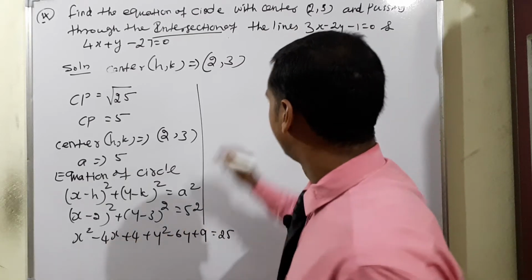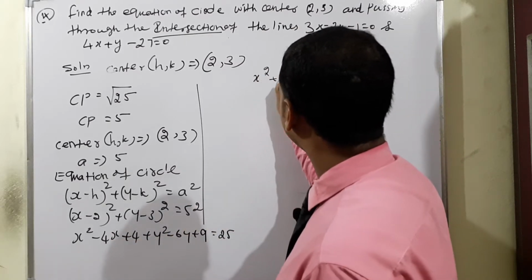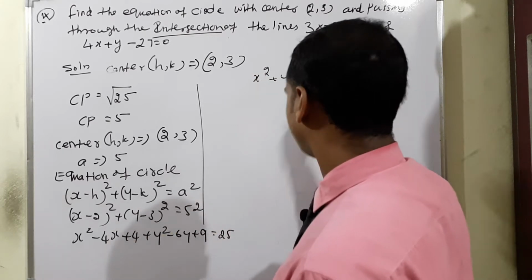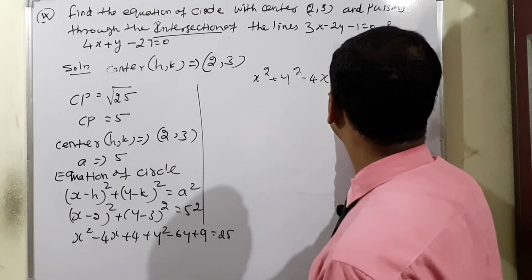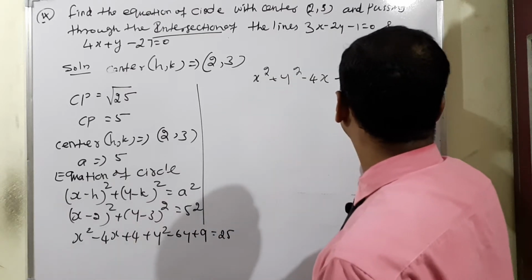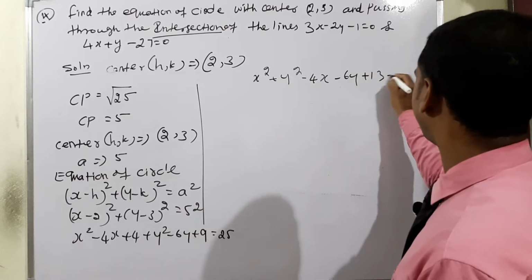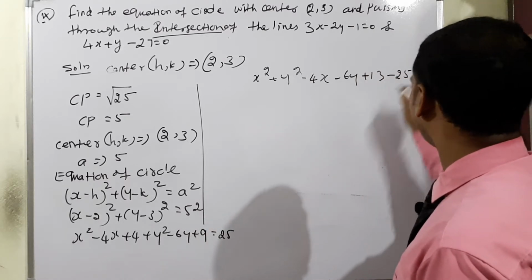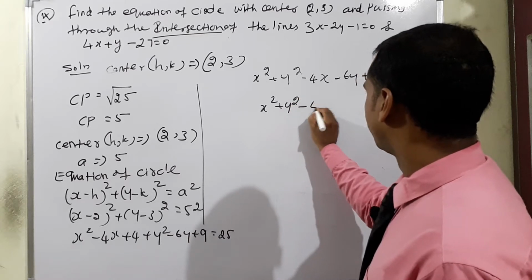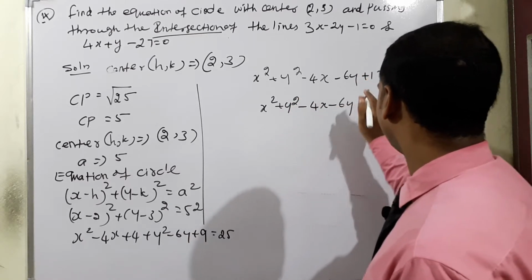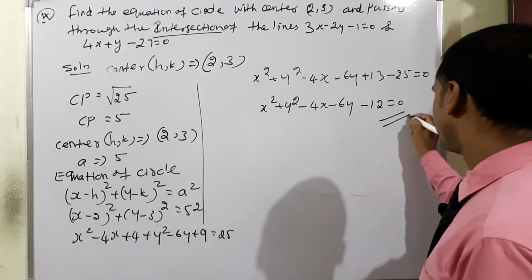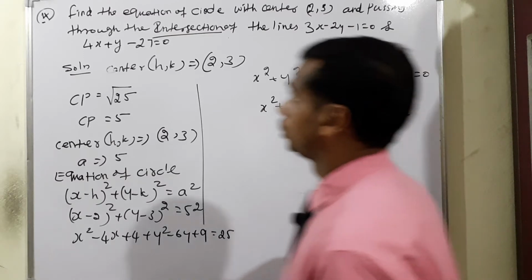Look at there, starting with x square, then y square, then coefficient of x minus 4x, then coefficient of y minus 6y. 4 plus 9 is equal to 13 plus 25, bring out opposite side means minus 25 is equal to 0. Therefore, final answer: x square plus y square minus 4x minus 6y plus 13 minus 25 means minus 12 is equal to 0. This is answer for question number 4.